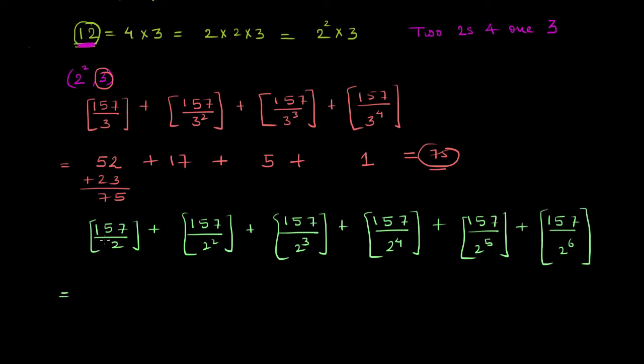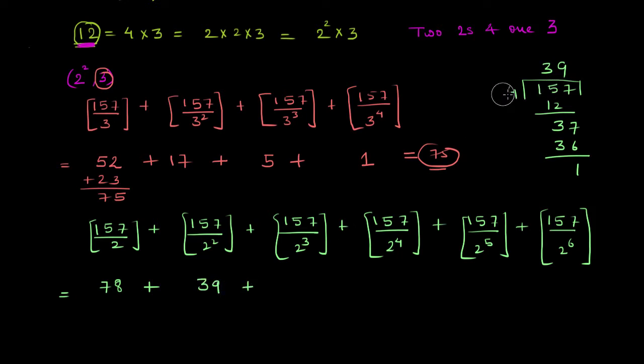So 157 by 2: 2 7s are 14, 1 7, 2 8s are 16, so 78.5. The greatest integer will be 78. Plus, now let us divide 157 by 4. 4 3s are 12, 3 comes down, 7, 4 9s are 36, and this will be 1. So this will be 39 point something, so the greatest integer will be 39.